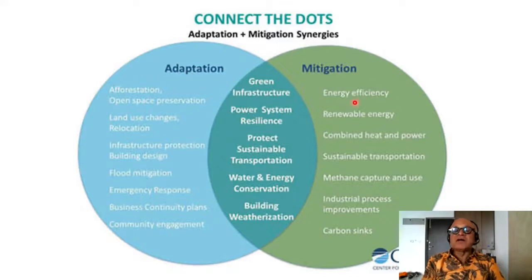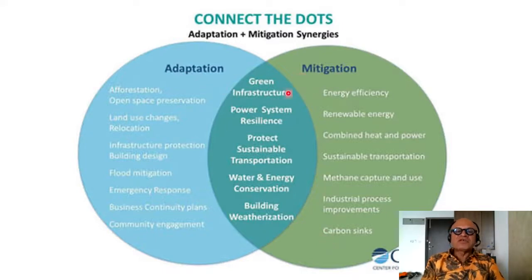Under mitigation alone, we had things like energy efficiency, renewable energy, combined heat and power, which we talked about, CHP, which is a way to increase the efficiency of heating and energy production. Sustainable transportation, methane capture and use, industrial process improvements, and carbon sinks.